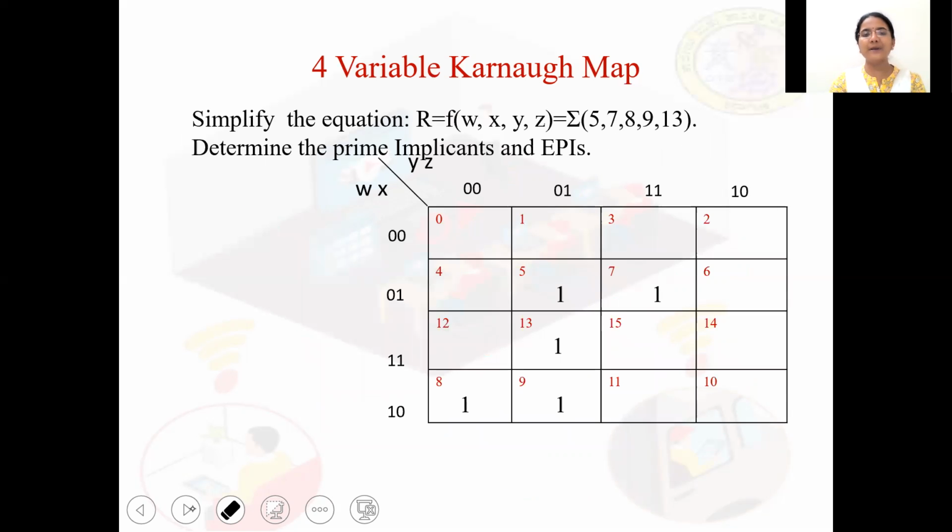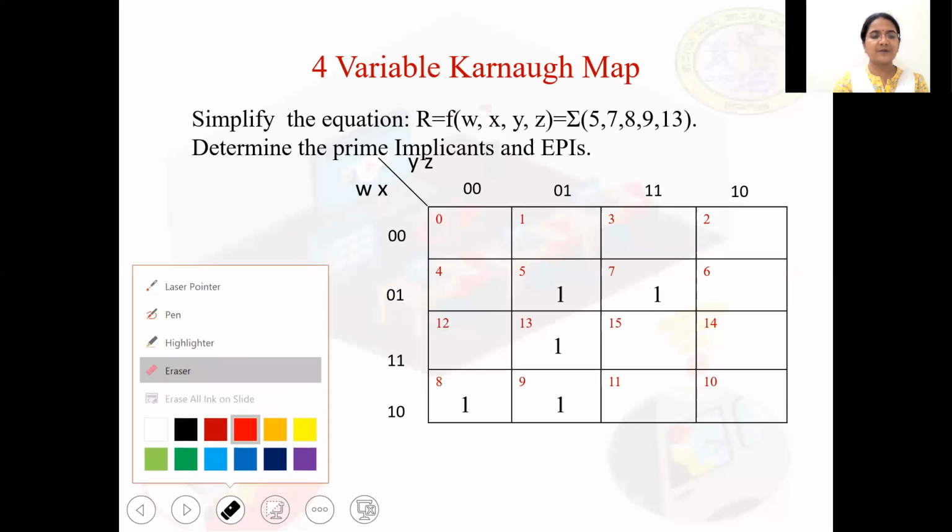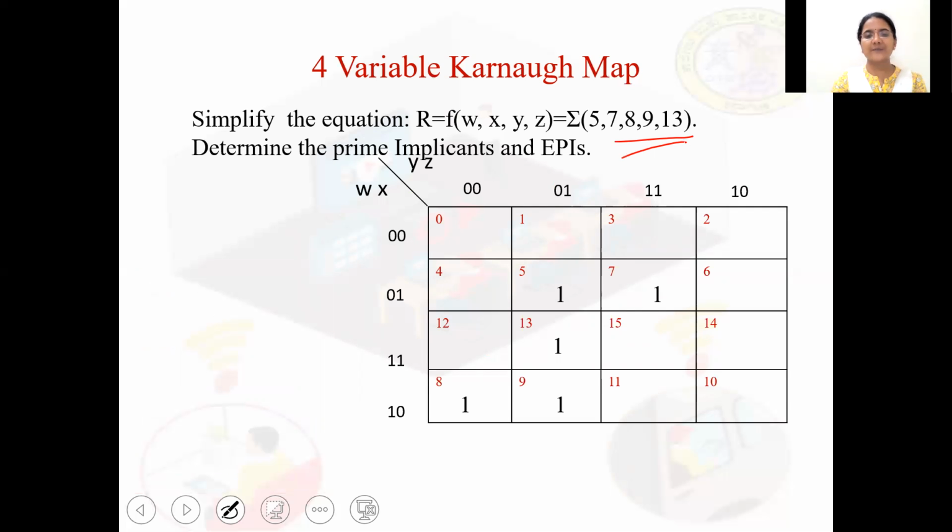Next, we will solve this example. Simplify the equation R equals f of wxyz, summation 5, 7, 8, 9, 13. Here, the first step is to write the K-map with 16 cells. After that, we write the MSB and LSB bits, the binary values for those, and enter the decimal notation in the squares. After doing this, we write logical highs for the respective min terms which are present in this expression.